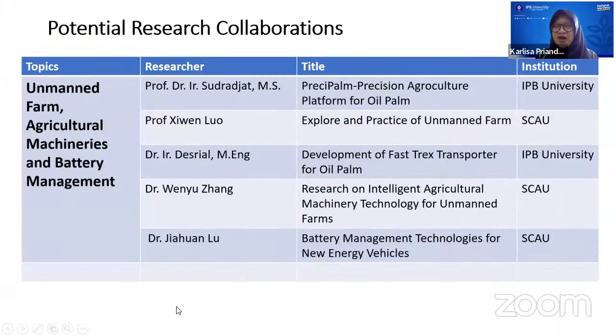So from our discussion and presentation, short presentation, sorry, not enough time for discussion. So from our presentation, we can probably group the researches that are related to one another, as a matchmaking for researchers. So the first one is, if I may conclude, about the unmanned farm, agricultural machineries, and battery management, which can be collaborated between Professor Sudrajat, Professor Siwan Luo, Dr. Desrial, Dr. Wen Yu Zhang, and Dr.